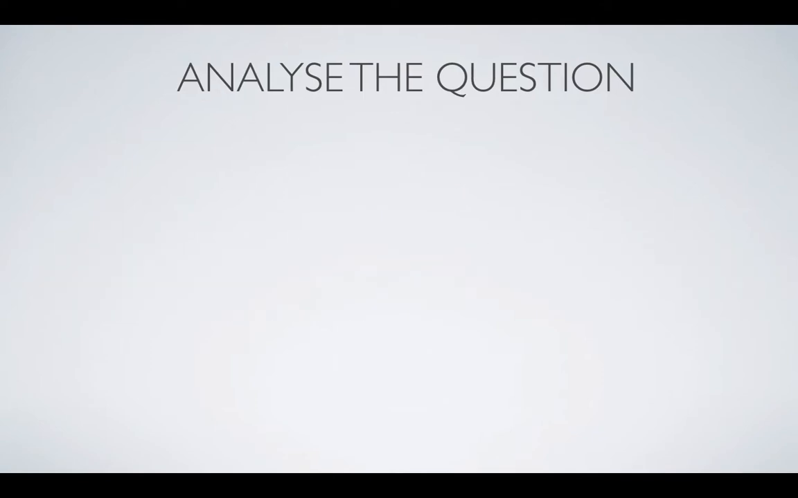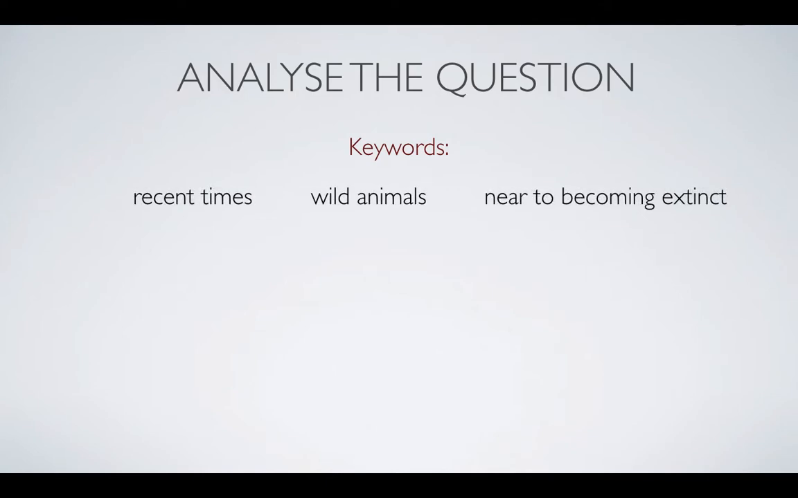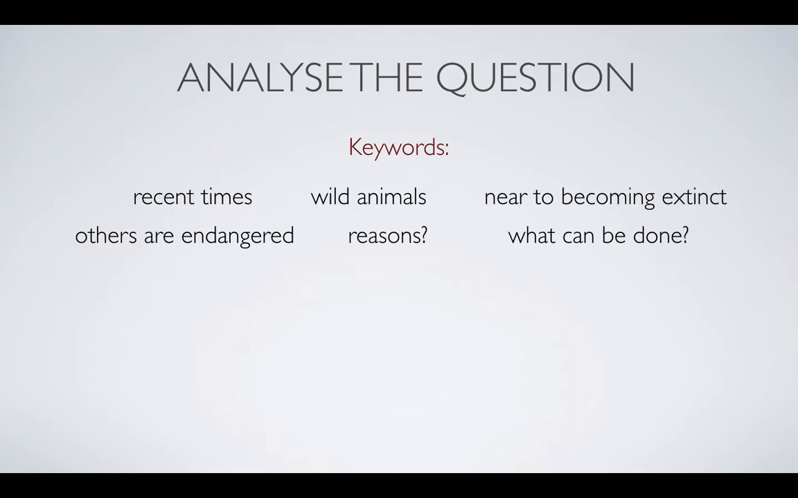So straight away, we have to look at the key words. So in recent times, wild animals near to becoming extinct, others are endangered. What are the reasons? What can be done? So it's pretty straightforward. Endangered means that the animals are close to dying out completely, and it's the same meaning as near to becoming extinct, similar meaning. Extinct means they're completely gone from the earth, they no longer exist in the world.